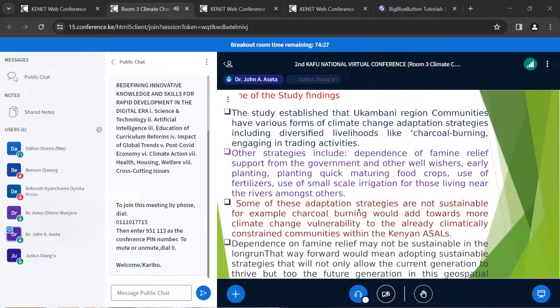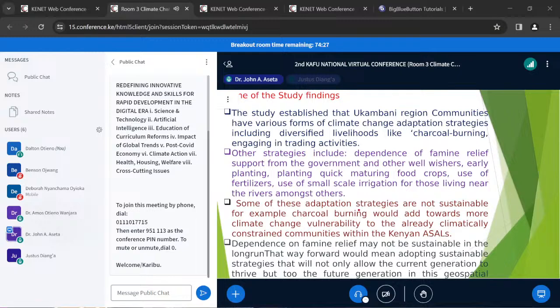This type of beans, the other in Ukambani they call it benzu. It does not, well, to some extent, it does well, but not predictable. It is kind of the cowpea breed. Okay. Yes. So thank you.